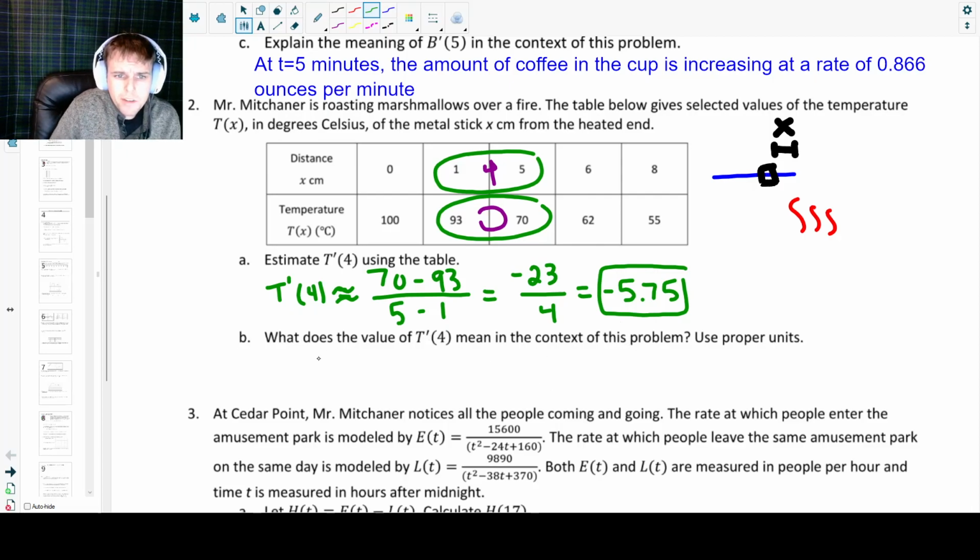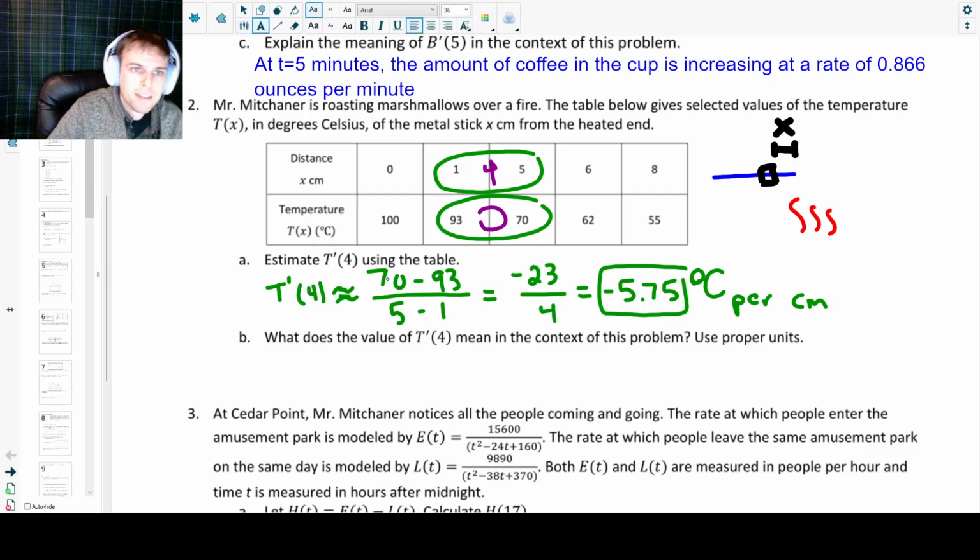What does this value T prime of 4 mean in the context of this problem? So let's talk about the unit part here. Remember, the derivative is the change in our output divided by the change in the input of our original function. So this value is degrees Celsius, because that is our output unit, per, or divided by, our input unit, centimeters. So this is saying that the temperature is changing at this rate in degrees Celsius per centimeter that we move from the end of the stick.